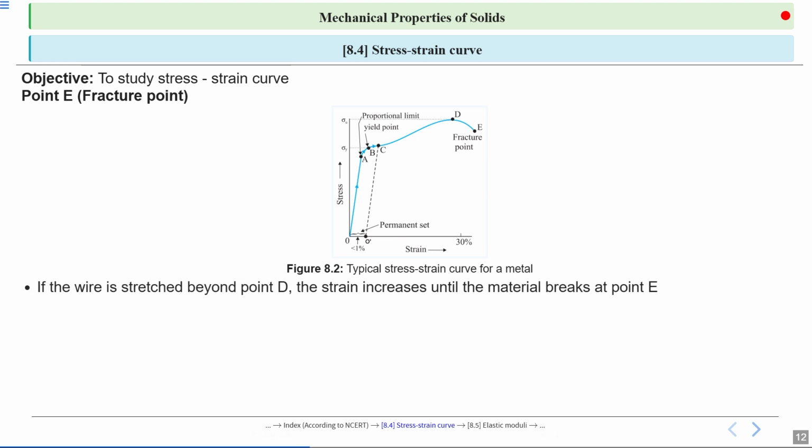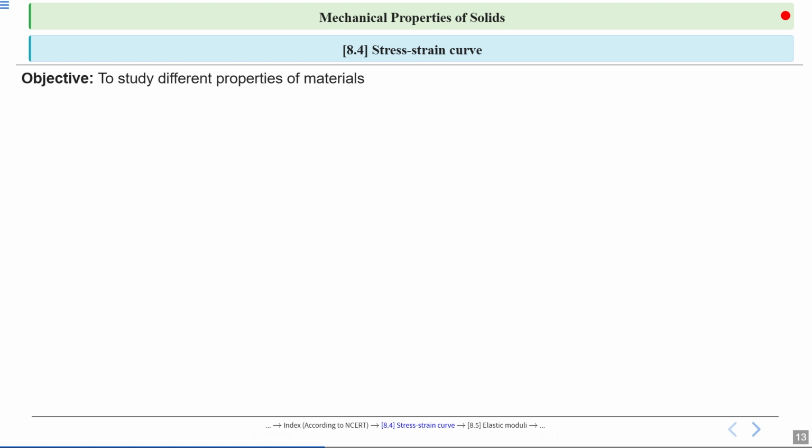If we keep stretching the wire beyond point D, the strain keeps increasing until the material breaks at point E. This means the material is no longer able to return to its original shape and it eventually fails. So, different properties of materials. Now we will learn.